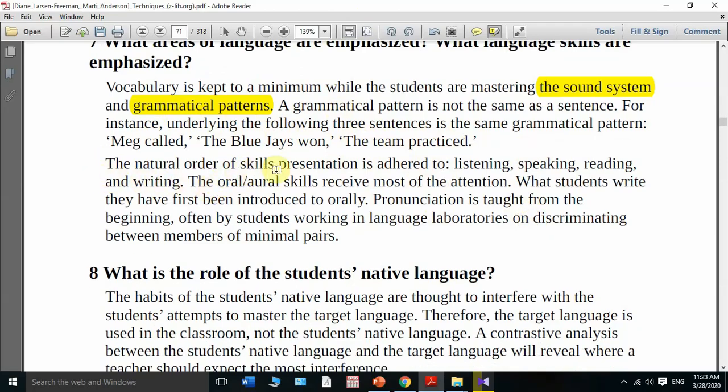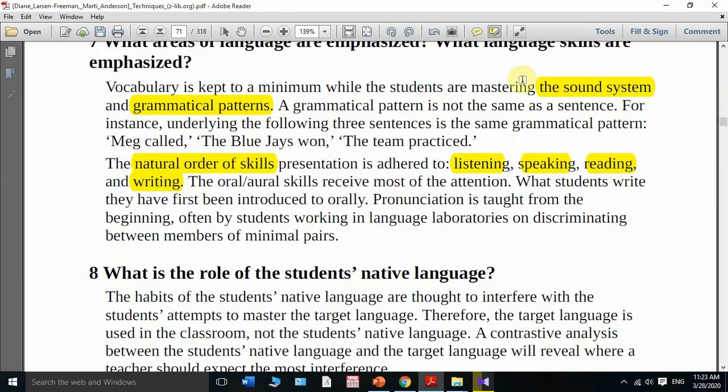The natural order of skills presentation is adhered to. They believe that the very same way that children acquire their first language, in the very same order: children first hear things, right? Then little by little they start producing stuff. Then they go to school and they learn how to read, and finally they learn how to write. So they follow the same order, and this is pretty much the natural order of skills.